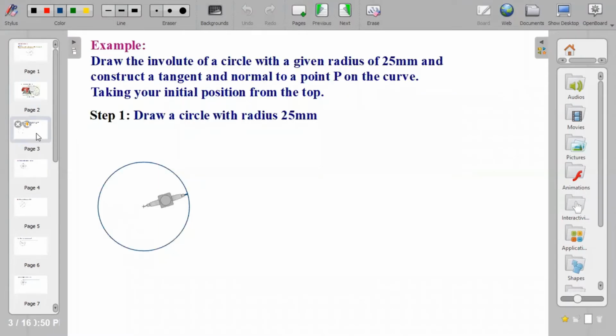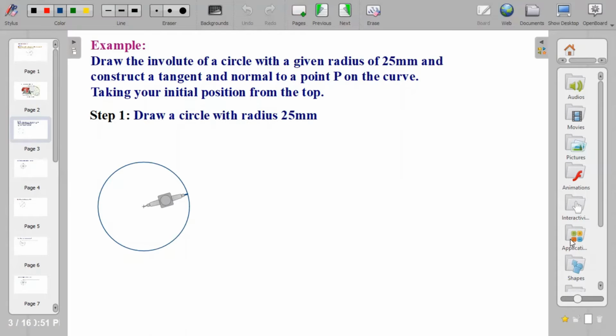Example 1. Draw the involute of a circle with a given radius of 25 mm, and construct a tangent and normal to a point P on the curve, taking your initial position from the top.